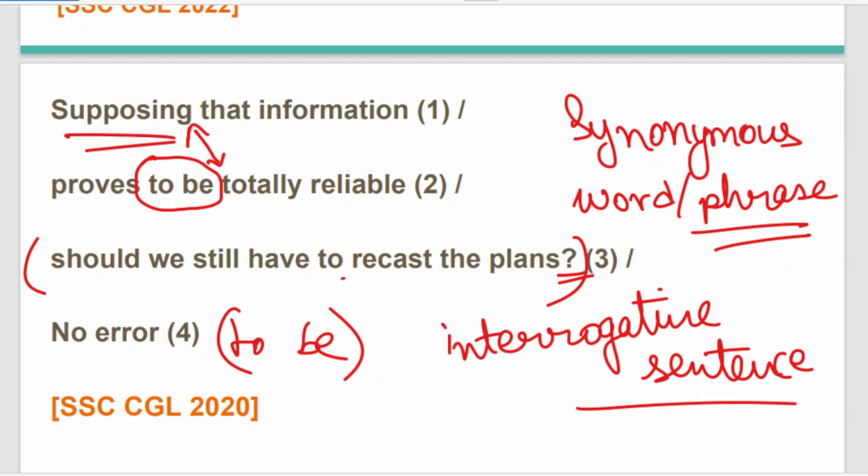Now let's reread the question. "Supposing that information proves to be totally reliable." That means we are getting synonymous words in the first and second parts, and we have to omit either one. Either we say, "Supposing that information proves totally reliable, should we still have to recast the plans?" Or we say, "That information proves to be totally reliable, should we still have to recast the plans?"